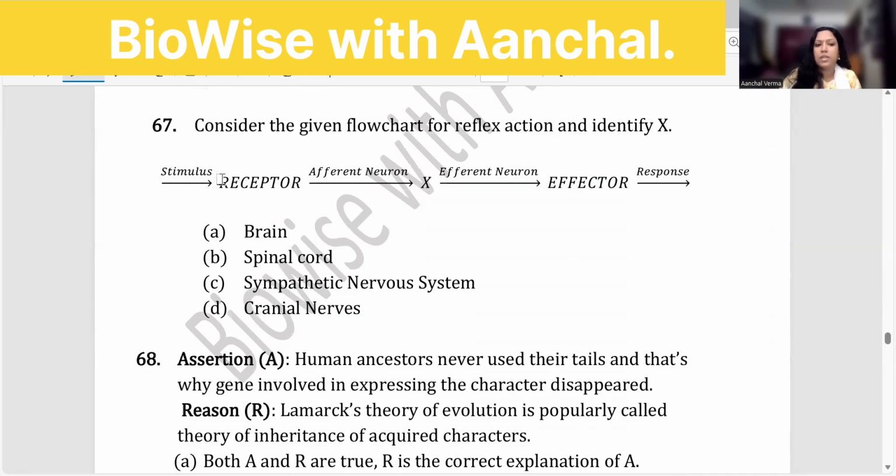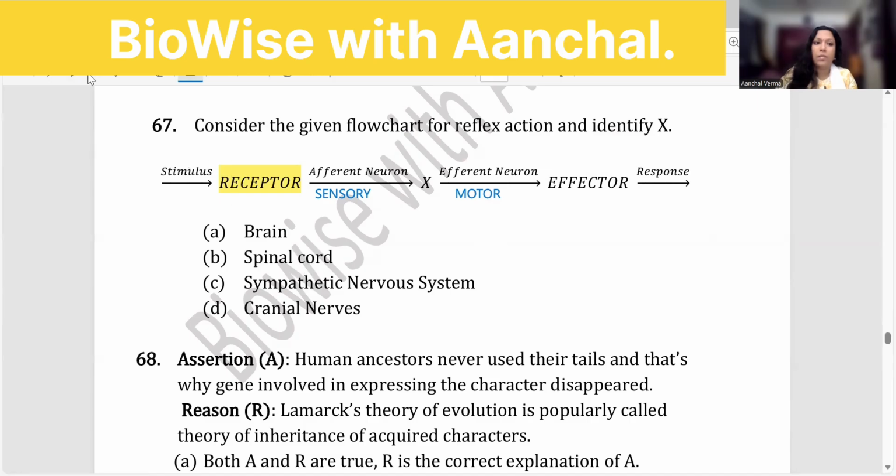Now here receptor is given to you, that is receiving your sense organs. Afferent neuron. What is afferent neuron? Afferent neuron is another name for the sensory neuron. Efferent neuron is other name for the motor neuron. So the neuron which connects afferent and efferent is interneuron, but interneuron is not given in the option. That means it is the organ where interneuron is present. That is your spinal cord.